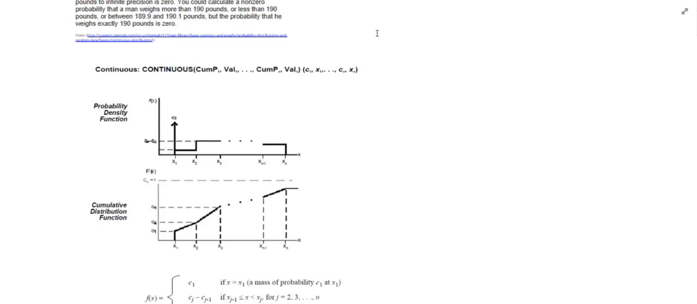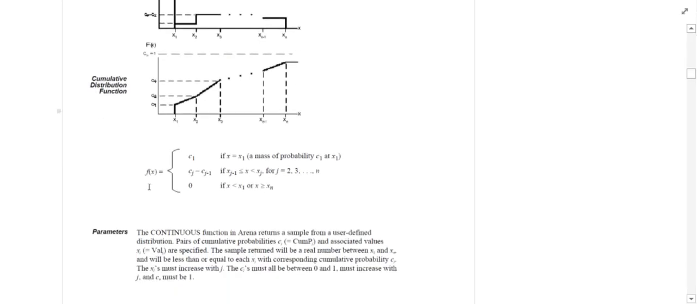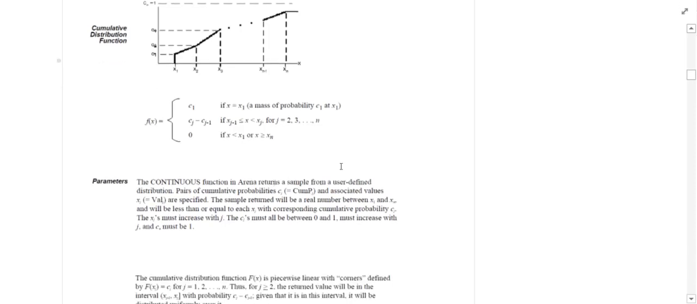Okay, so if we move over to ARENA and the way it portrays the continuous probability distribution, you've got the probability distribution function and then finally the cumulative distribution function. If we take a look at the variables and functions that are associated with it, you can see that here. Again, the continuous function in ARENA returns a sample from a user-defined distribution.